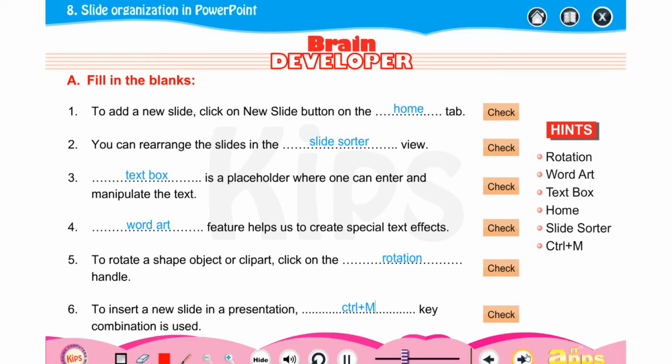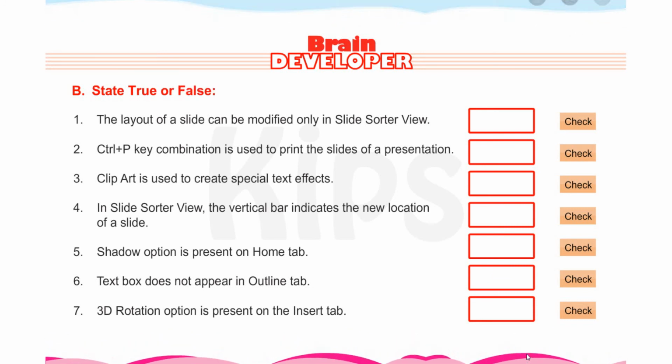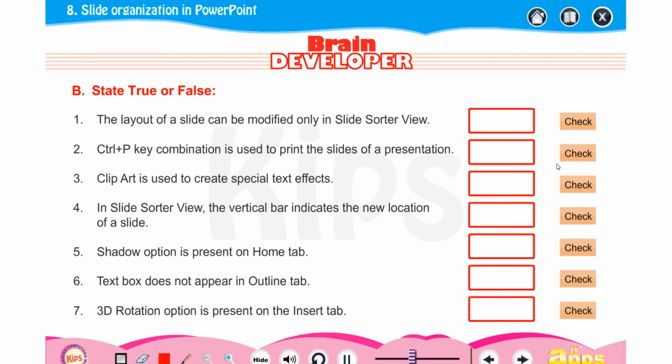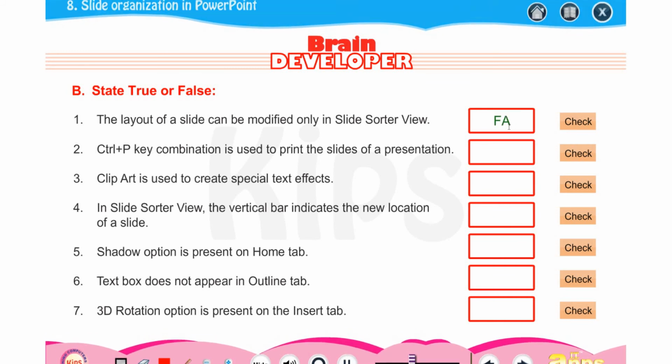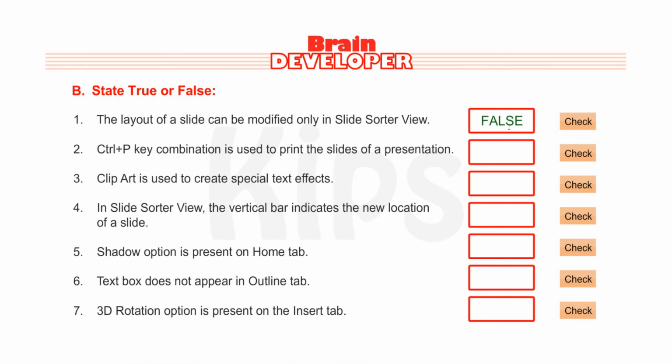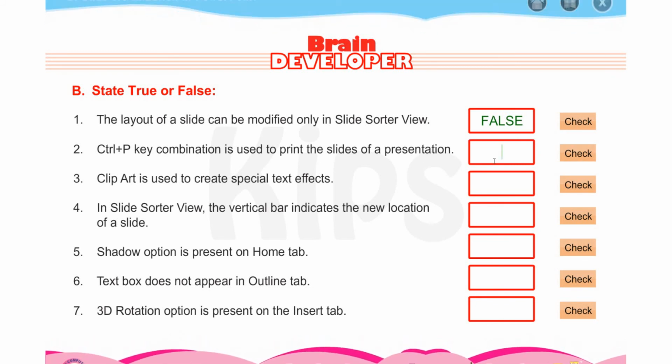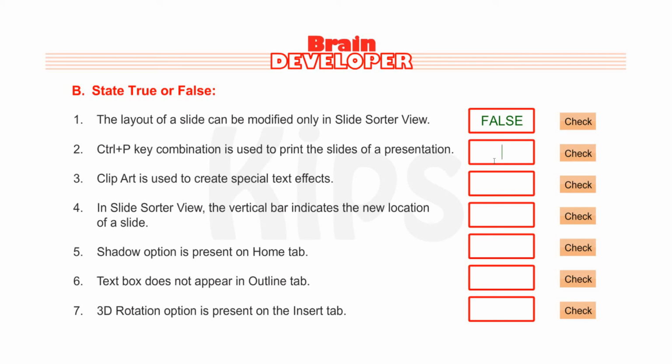Next, state true or false. The first one: the layout of a slide can be modified only in slide sorter view. So it is false. Next question: Control P combination is used to print the slide of a presentation. Yes, with the help of Control P we can print the slides. So it is true. Next one: clip art is used to create special text effects. So it is false.